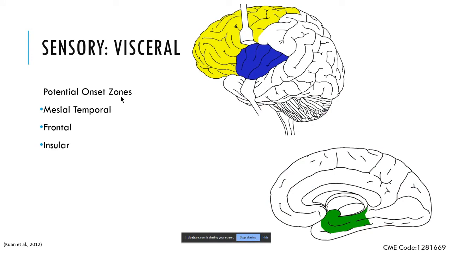as well. Visceral sensations and sensations of laryngeal constriction have been reported in intracranial EEG studies of the insula. Again, we're having some of those deeper structures of the head and neck being associated with seizures of the insula.